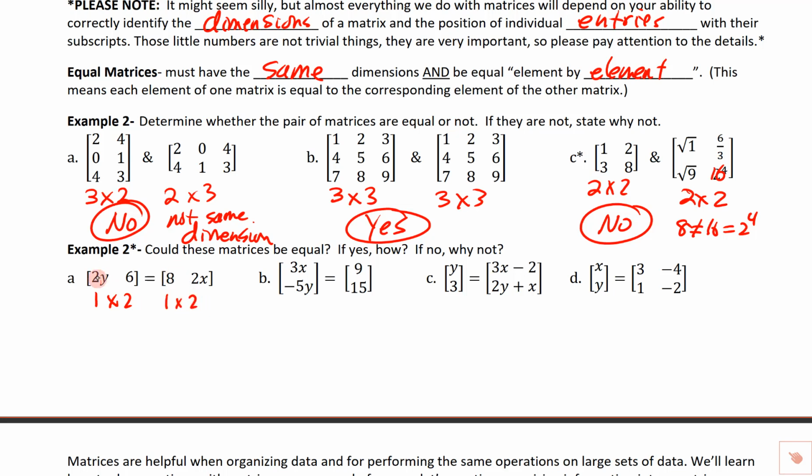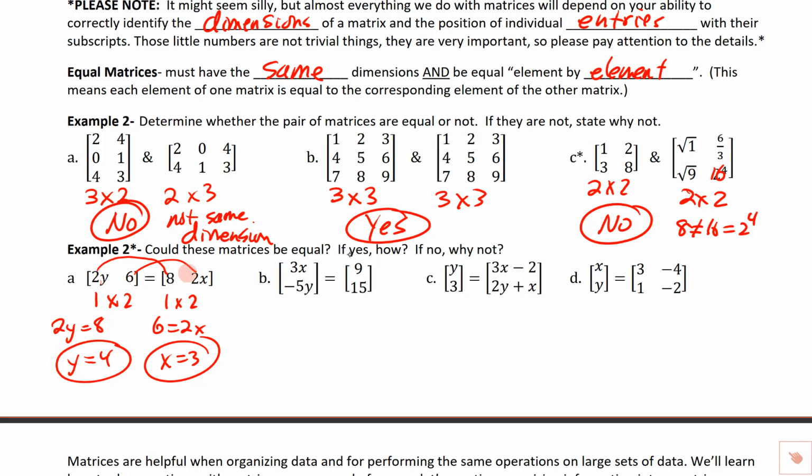Okay, and then what we check for is we'd have to make sure that those 2 are equal. So 2y would have to equal 8, and these 2 would have to be equal. So 6 would have to equal 2x. So that means that x would have to equal 3, and let's see, this would mean y would have to equal 4. Okay, that's the only way those could be equal, is if we plugged in the right number into each one of those.